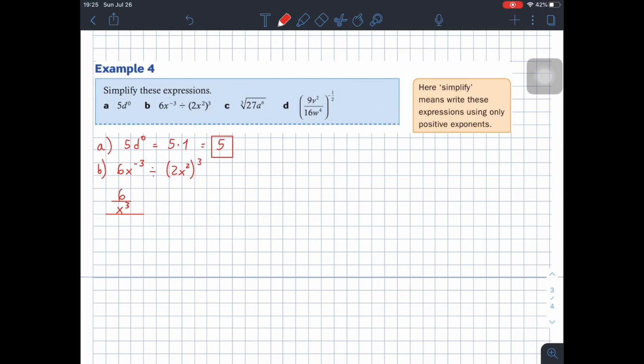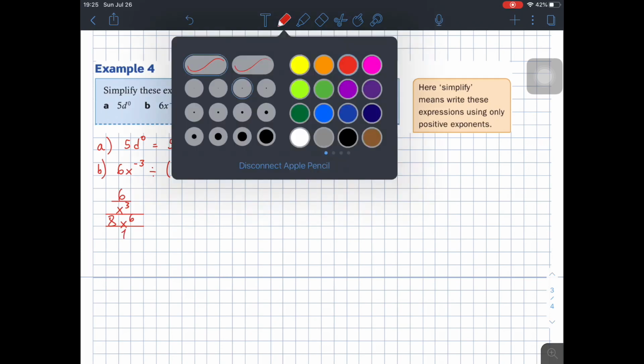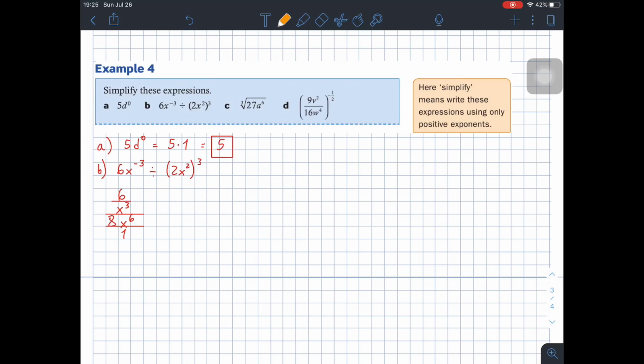So if we distribute the cube, this would be 2 cubed times x to the power of 6, right? So this would be 2 cubed, that's 8, times x to the power of 6, right? Okay, and this is over 1. It is not being divided by anything, so we can write this as over 1. So here we have a fraction over a fraction, so to solve this we need to multiply top with bottom and middle with middle.